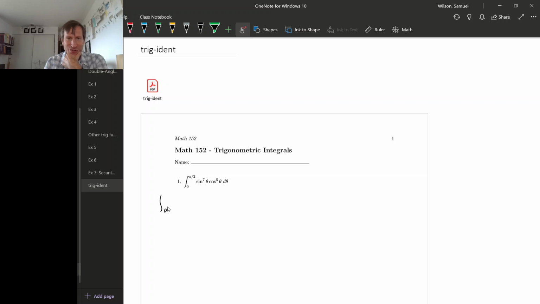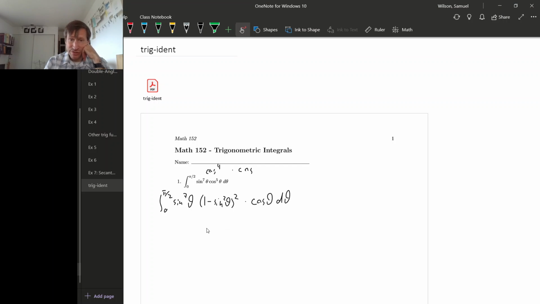So let's write this as the integral from 0 to pi over 2 of sine to the 7th theta times, so I'm going to break this into cosine to the 4th times cosine. So cosine to the 4th is cosine squared squared. Cosine squared is 1 minus sine squared theta, so that's squared, times, now we have a cosine left over, d theta. Okay.